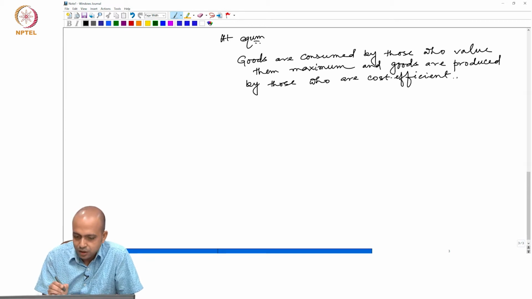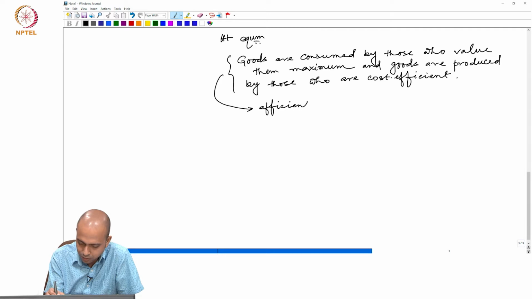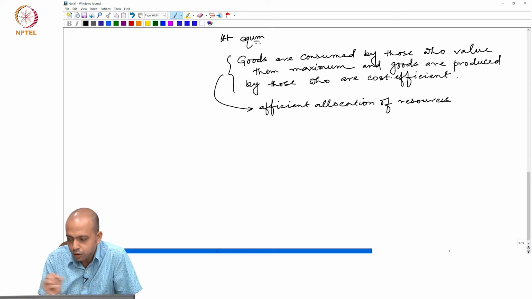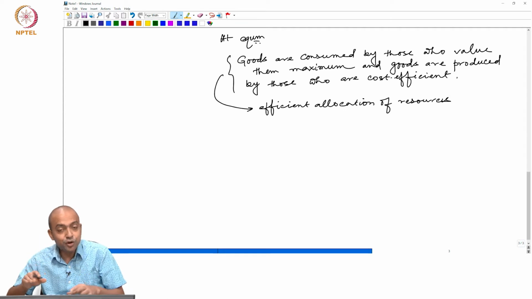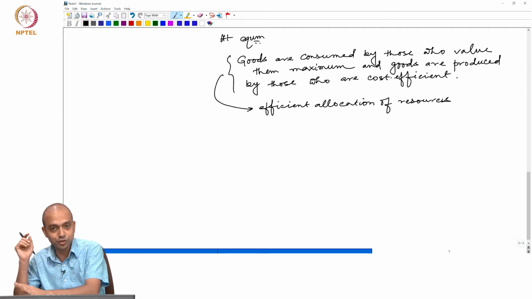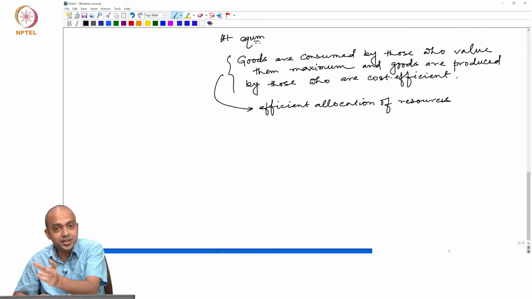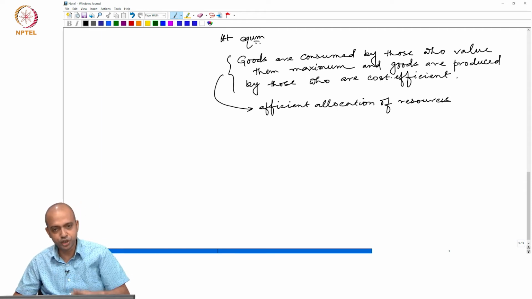Okay. So, this is what is actually known as efficient allocation of resources. And that is actually the objective of the market, efficient allocation of resources. And why is the market targeting that? To achieve maximum social welfare. Okay, maximum social welfare, that is the objective.